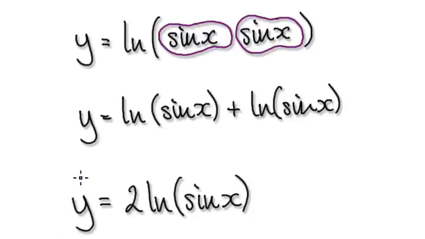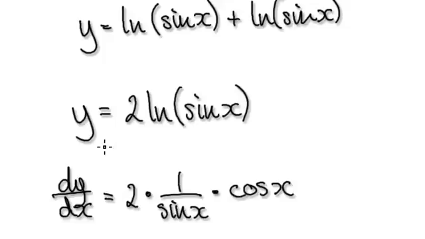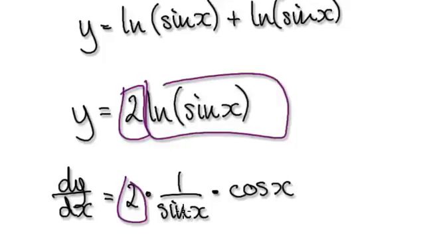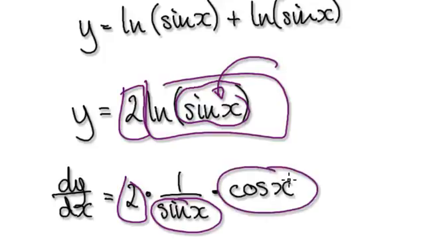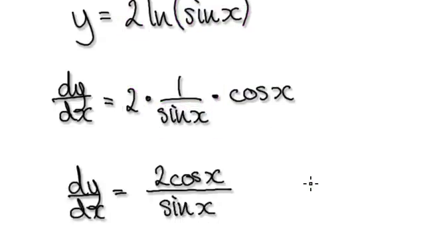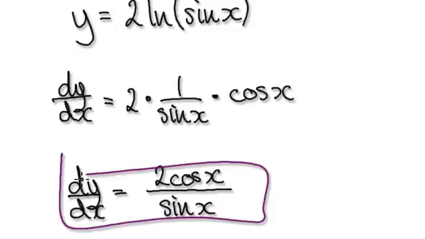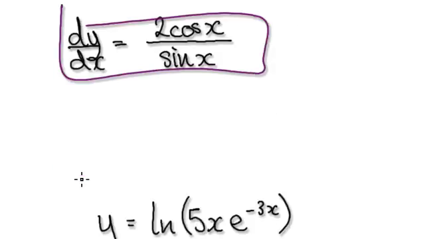Okay, so now use implicit differentiation. Differentiate it. That will then give you this, and then the 2 is a constant. Then that, and then differentiating this will give you 1 over sine of x. And because this bubble here is a function of x, you've got to use a chain rule. So you've got to times it by cosine of x. Okay, and then that will give you this. So dy by dx equals this.